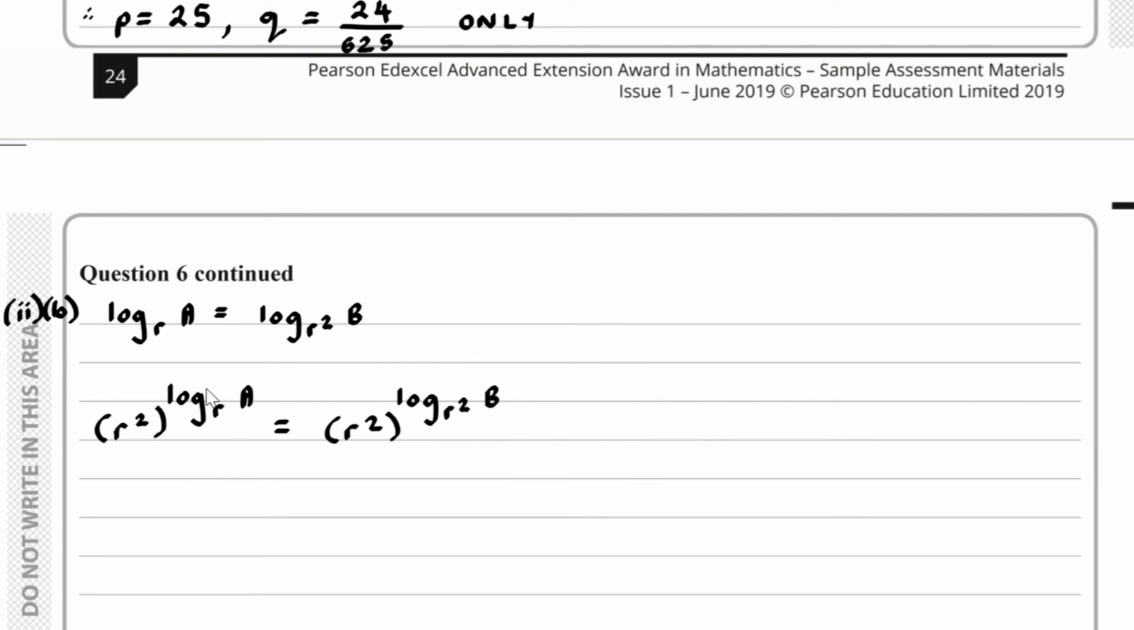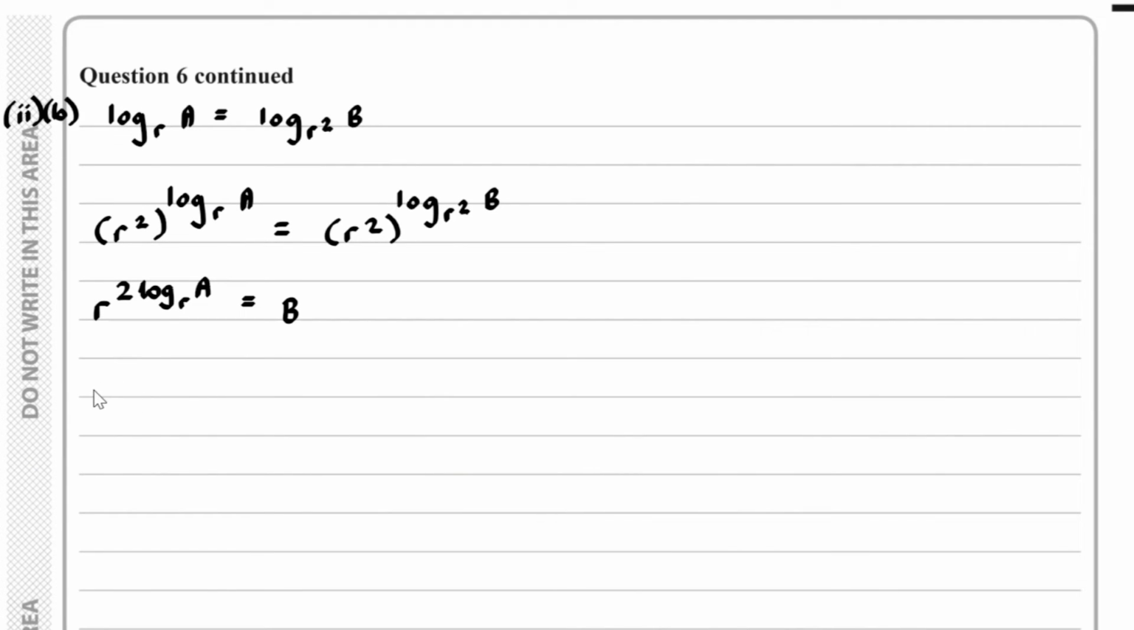And so, using the laws of indices on the left, we've got r to the power of 2 log base r of a equaling, now here we end up with just b. Now using the power law, I've got r to the power of log base r of a squared equals b. So I'm left with a squared equals b. And that's exactly the result I wanted to show.